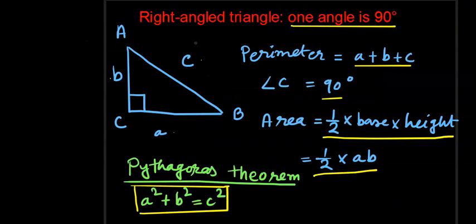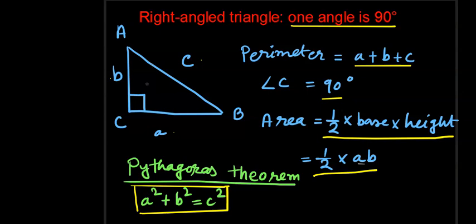After that there is right angle triangle. Right angle triangle is a triangle whose one angle is 90 degree. So in the figure the angle C is 90 degree. The perimeter is A plus B plus C. Angle C is 90 degree. The area is equal to half into base into height. For right angle triangle we apply this formula. So in this figure the area is equal to half AB.